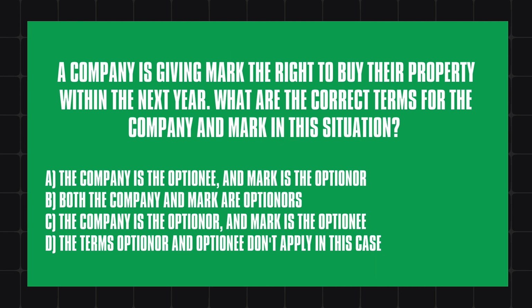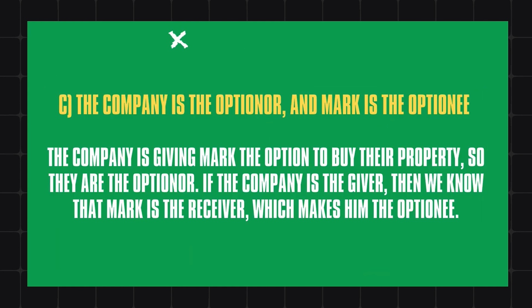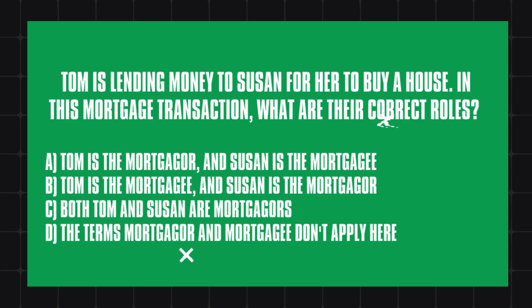The correct answer is C. The company is giving Mark the option to buy their property, so they are the optioner. If the company is the giver, then we know that Mark is a receiver, which makes him the optionee. Question number 2. Tom is lending money to Susan for her to buy a house. In this mortgage transaction, what are their correct roles?